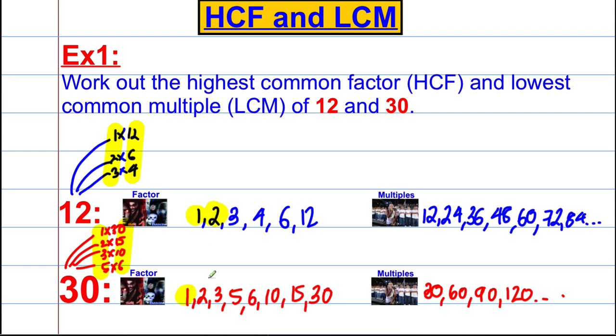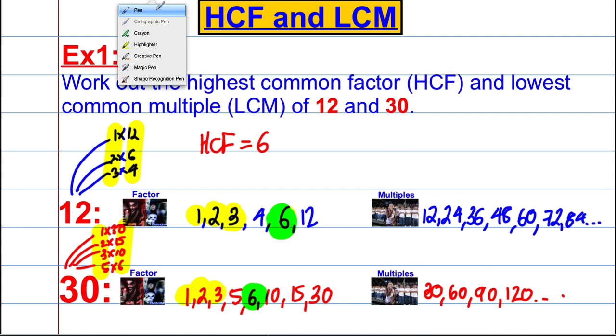Okay, they both have a 2. They both have a 3. They both have a 6. And 6 is the largest of the numbers. So 6 turns out to be the highest common factor. So the highest common factor equals 6.